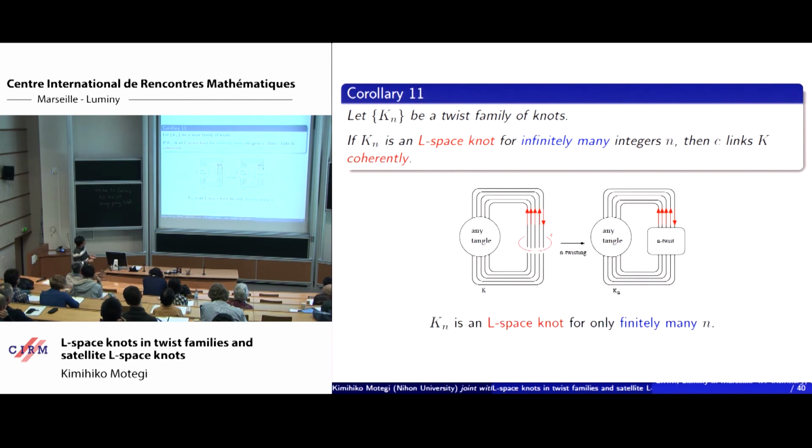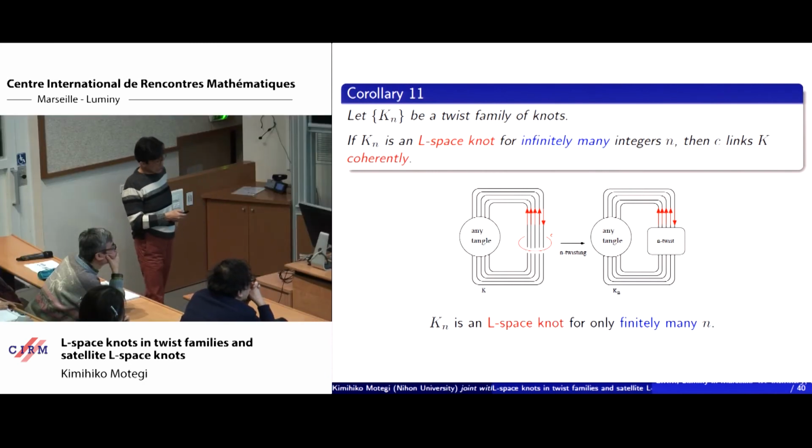So for instance, in this picture, one strand goes up and one goes down. So this is not coherent. So in this case, K_n is an L-space knot for only finitely many integers n.